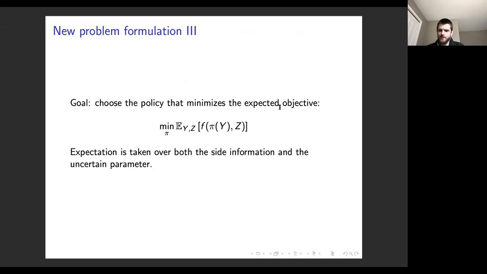You go ahead. Just a clarification about when you write the problem in this formulation, which is on the screen, which means you're considering your side information to be random now.